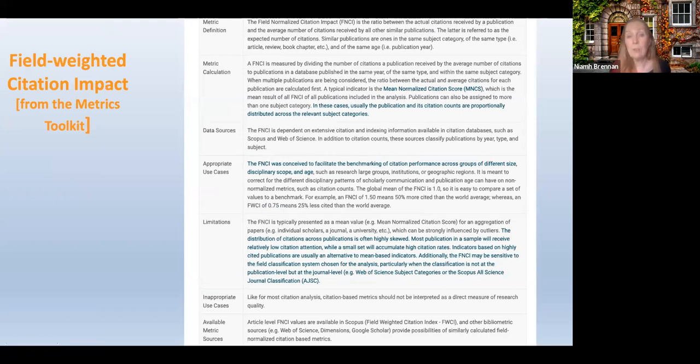So you can go in and have a look at this for yourself. The link is on the other page. And again, you'll see the definition, how it's calculated, where you could find this information, the appropriate use cases, the limitations, and the inappropriate use cases. So for example, under the inappropriate use cases, it says, like for most citation analyses, citation-based metrics should not be interpreted as a direct measure of research quality. So they're just proxies, and you put a whole bunch of them together, and if they're all pointing in the same direction, you can draw a conclusion that it looks as if this is something that's good or above the world average at least.